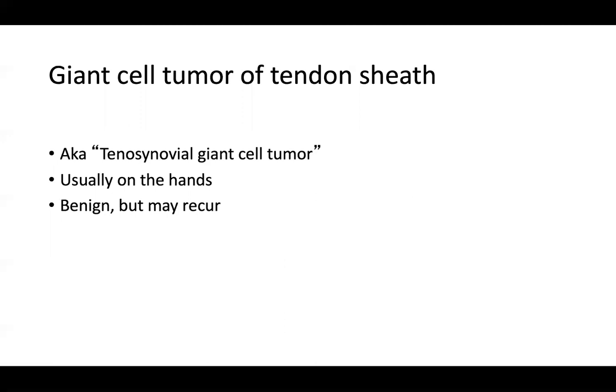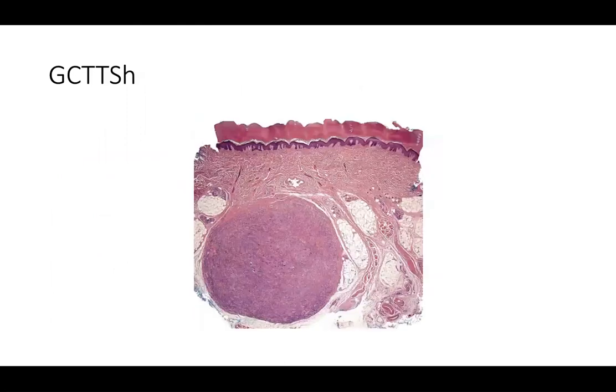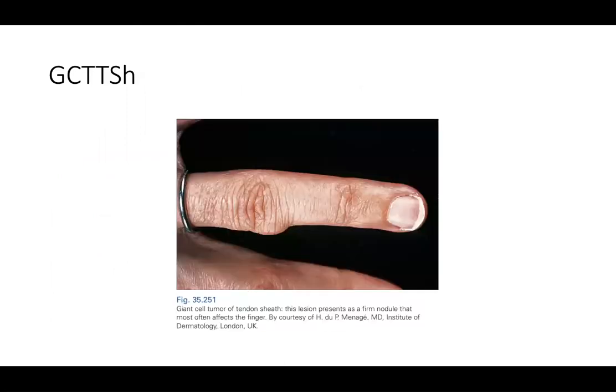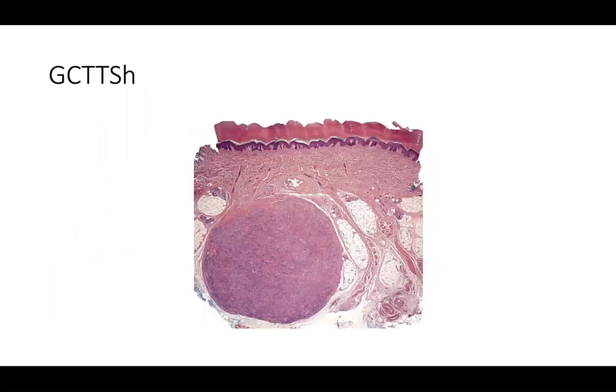The next entity we will talk about is the giant cell tumor of the tendon sheath, also known as a tenosynovial giant cell tumor. It's usually on the hands. It can be benign, but unfortunately it may recur. So I'm going to move on to the clinical presentation first to show you some examples of the criteria that we're going to look for on histology and then show you the pictures.